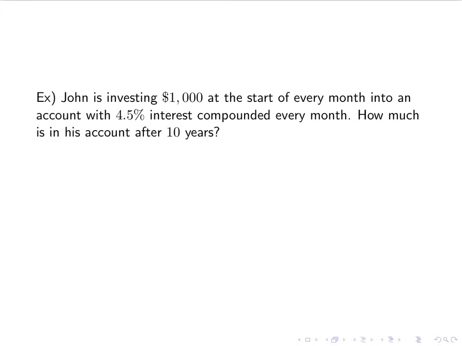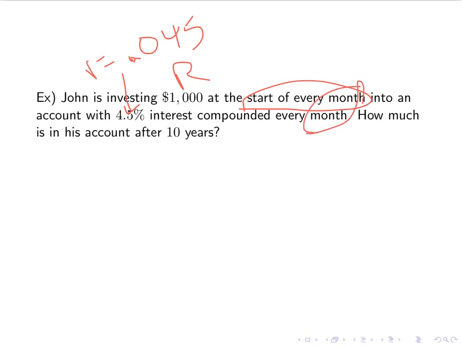John is investing $1,000 at the start of every month into an account with 4.5% interest compounded every month. How much is in his account after 10 years? So I look at the fact that it's the start of every month, so that tells me I want annuity due, so that's the right-hand column. I know that they're investing $1,000 every month, that's the repeated payment. The 4.5% interest tells me that little r is 0.045, that's supposed to be a decimal, 0.045. Every month tells me that M is 12.